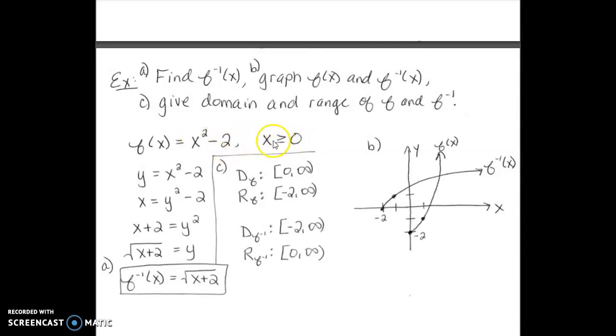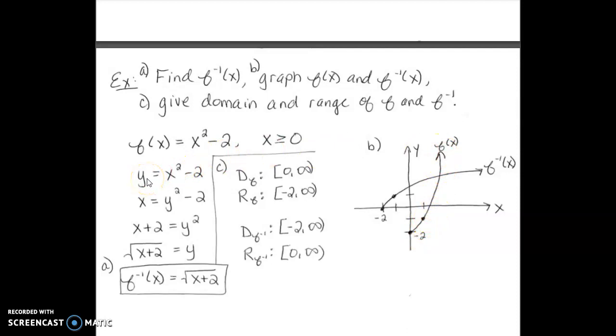If they didn't restrict our domain on this, this would not be one-to-one because it would be a parabola. So this is a parabola, x squared shape that moves down 2, but we're only graphing it for x's that are 0 and larger. So my vertex of x squared would have started right here at the origin. I would have shifted it down 2. But if I'm only graphing for x's that are greater than 0, it's just the right half. So this would be my graph of f of x.